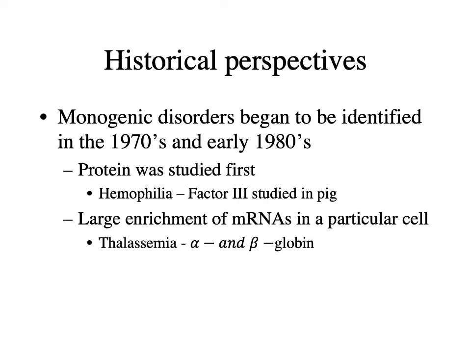In addition, cells which are highly enriched in a particular species of mRNA can also lead to the identification of the causative gene for a monogenic disorder. In the case of beta thalassemia and alpha thalassemia, the alpha and beta globin genes are expressed in high amount in red blood cells. So the isolation of the mRNA from these genes was helpful in identifying the gene that was causative of this disease in individuals.